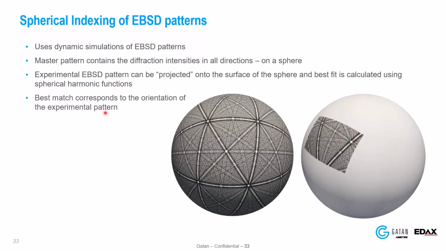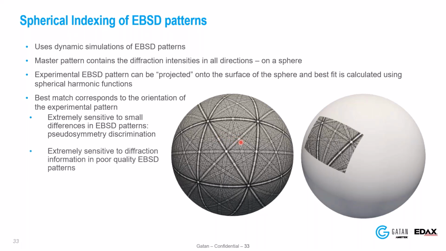The best cross-correlation match corresponds to the orientation that's assigned to that pattern. This approach is extremely sensitive to small differences in patterns. So when we talk about pseudo-symmetry, I'll show an example, but it can help resolve some of these issues that the Hough has. And it can be more sensitive to very poor EBSD patterns.